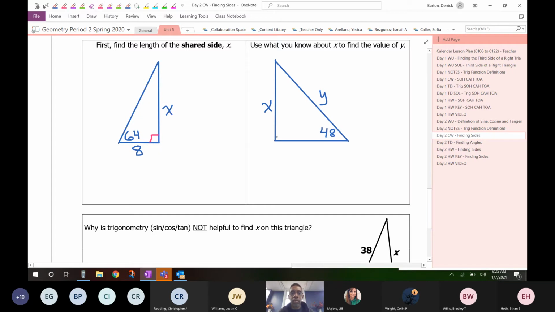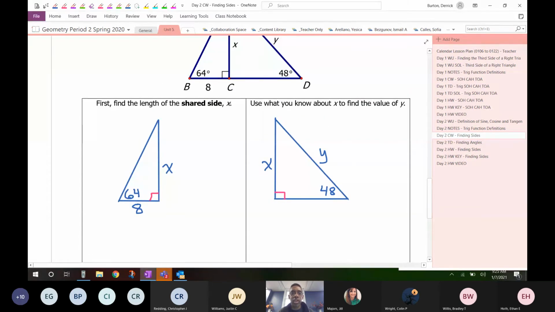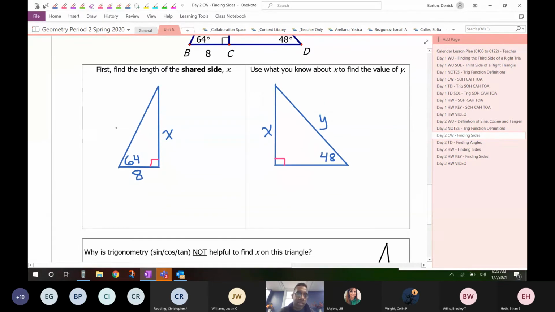Here's the right angle. Looking back in the picture, there's the right angle right there. That makes this the hypotenuse. And you see the 64 there. Circle that 64, draw the arrow. That tells you that this x is the opposite side, and the 8 here is the adjacent side.